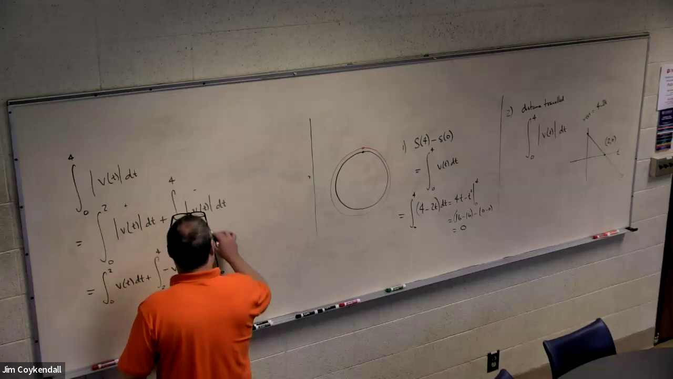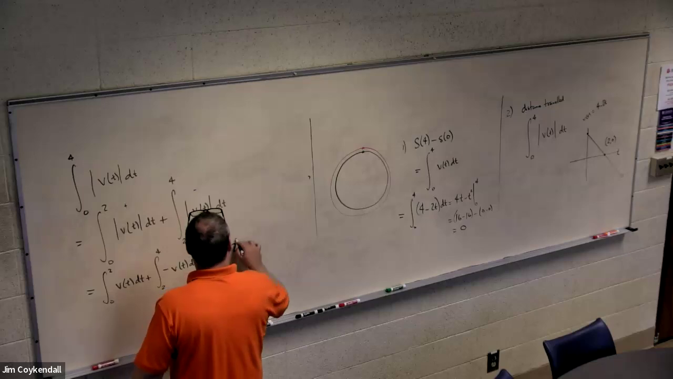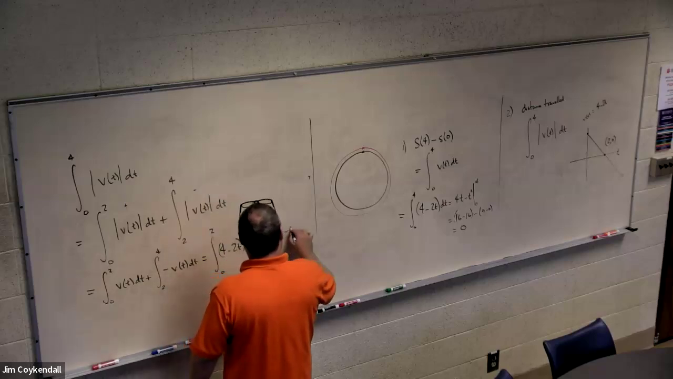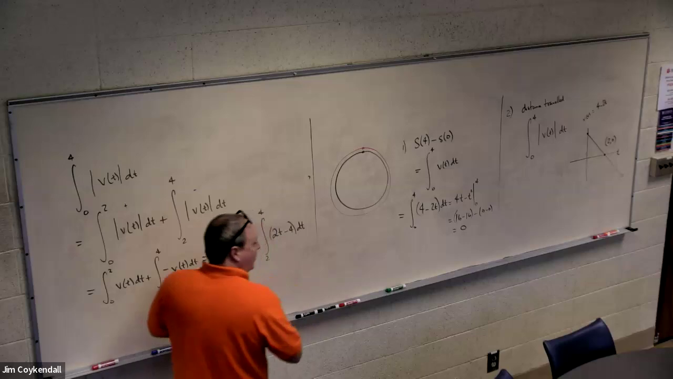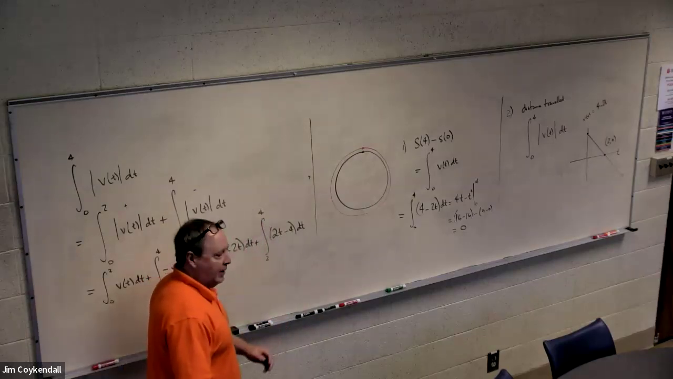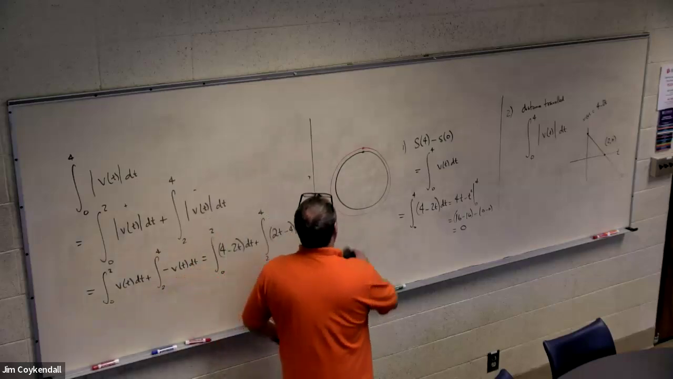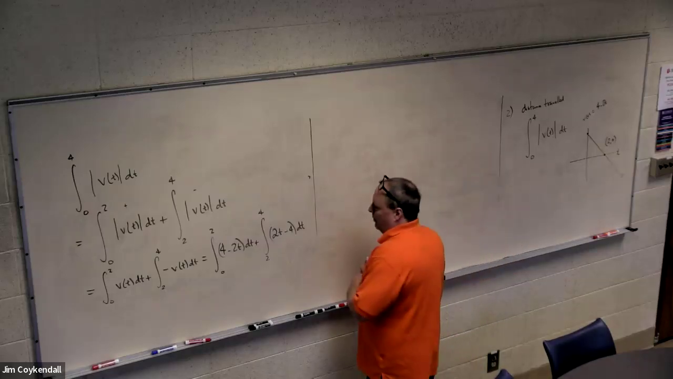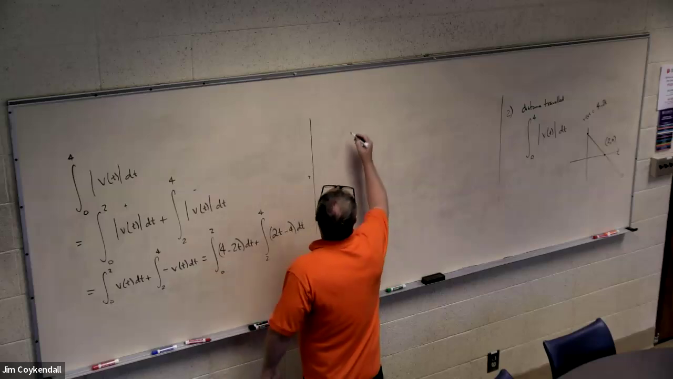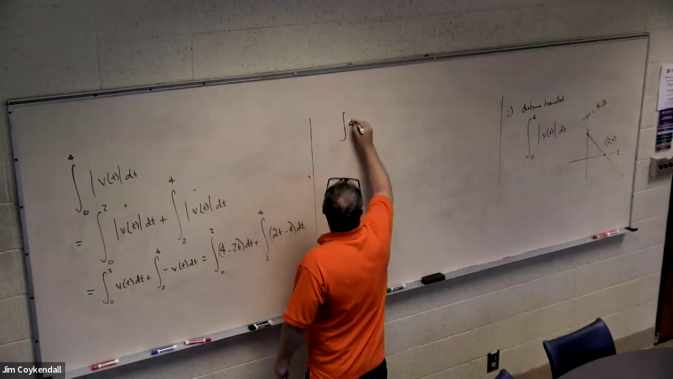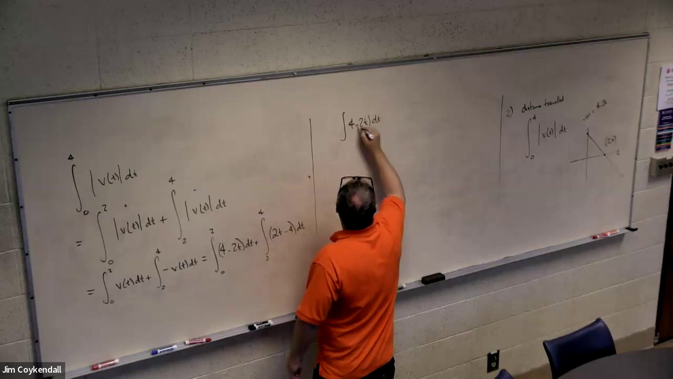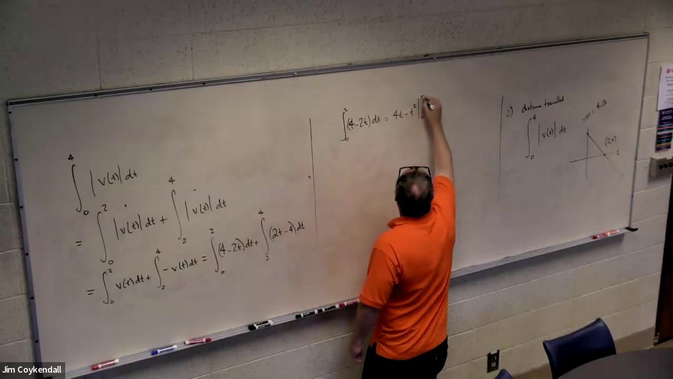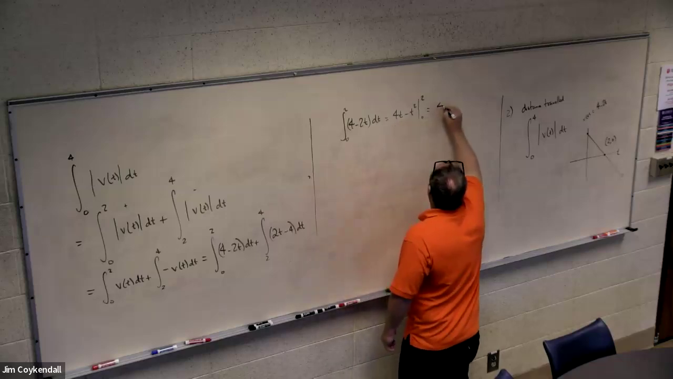So this is the integral from 0 to 2 of 4 minus 2t, plus the integral from 2 to 4 of 2t minus 4. And it's actually a good gut check, because both of these separate answers should be positive. That at least hints to you that you're on the right track. So let's look at the first one first. I'll do this separately. The integral of 4 minus 2t dt is 4t minus t squared, evaluated from 0 to 2, which is 8 minus 4, which is 4.